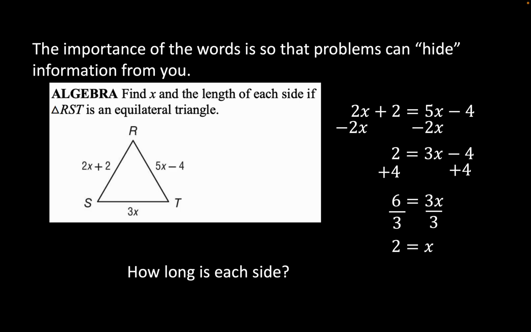Now, you do want to check that because you want to make sure it's right. So you take that 2 and you plug it in. So you can probably do the mental math, or you could use your calculator. 2 times 2 is 4. 4 plus 2 is 6. Okay, so 6 is the number in my head. 5 times 2 is 10. 10 minus 4 is 6. That's good. And then 3 times 2 is 6, which means that every side is 6, and we know that it works.